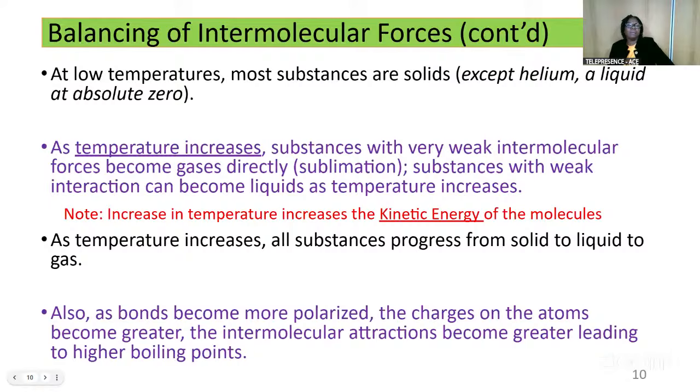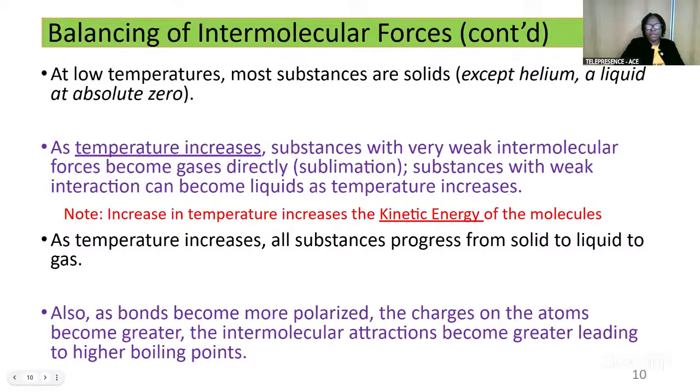So still talking about balancing of intermolecular forces, I've just summarized everything that I've said so far here, that at low temperatures, you're going to have most substances as solid, except for helium. Helium is known to be a liquid at absolute zero. Absolute zero means minus 273.15 centigrade. So absolute zero is 0 Kelvin.